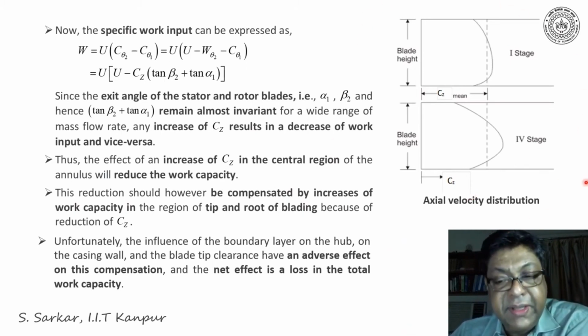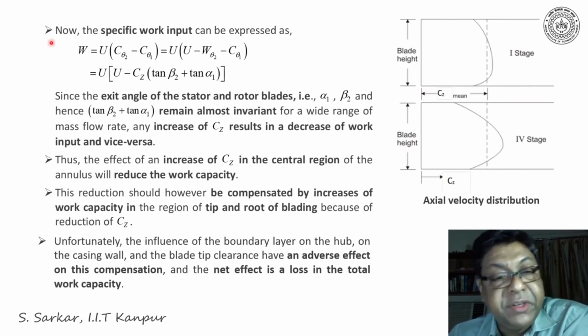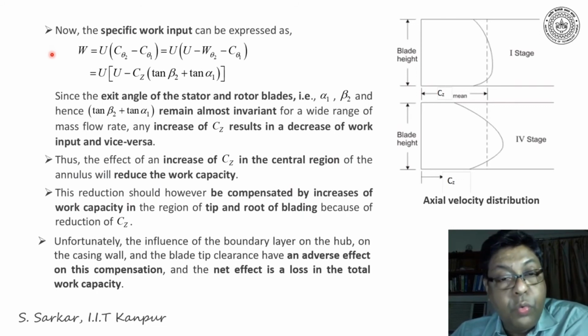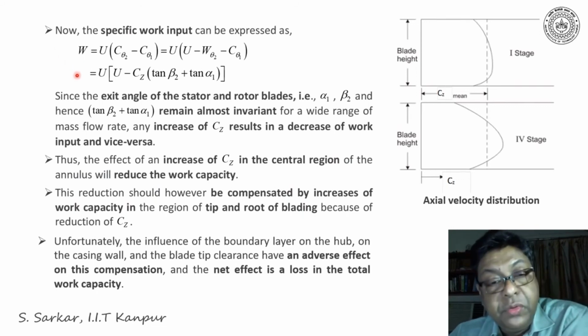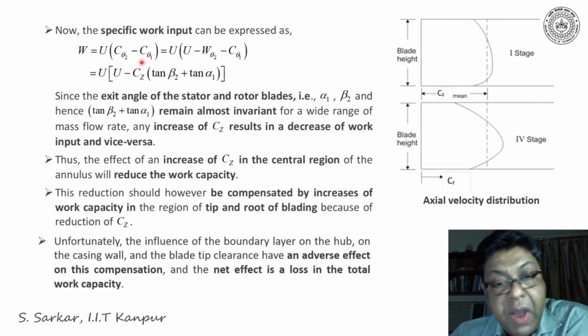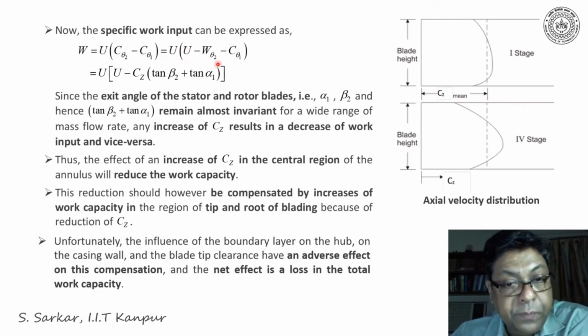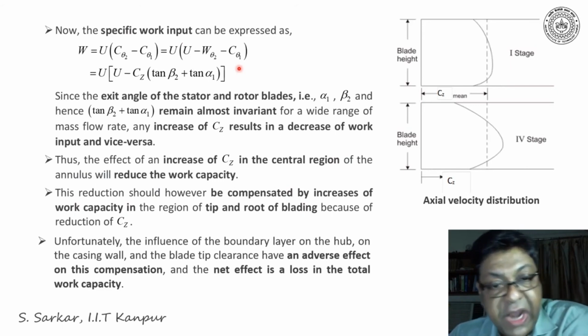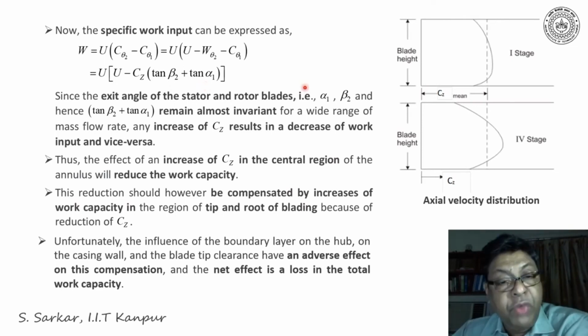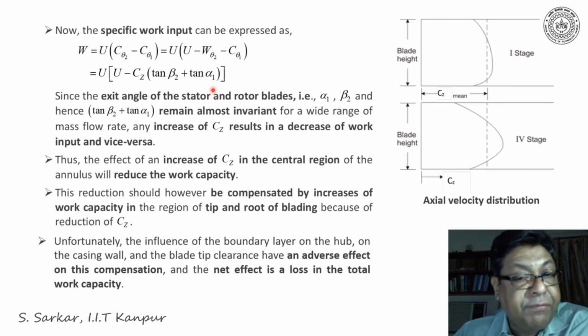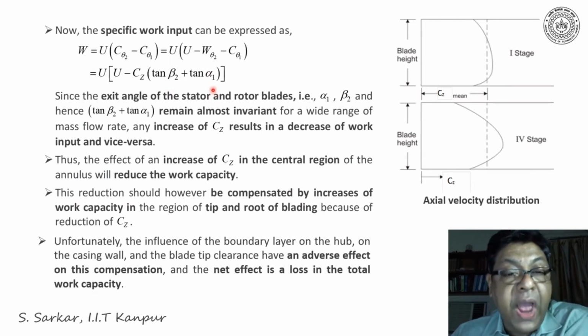This I have illustrated in the earlier slide. Now the work capacity, or the specific work input, can be expressed as W = U(Cθ2 − Cθ1), which can be written as U(U − Cθ2 − Cθ1) following the velocity triangle. Thus I can write W = U(U − Cz(tan β2 + tan α1)), where tan β2 would be the exit flow angle from the rotor and tan α1 would be the exit flow angle from the stator.